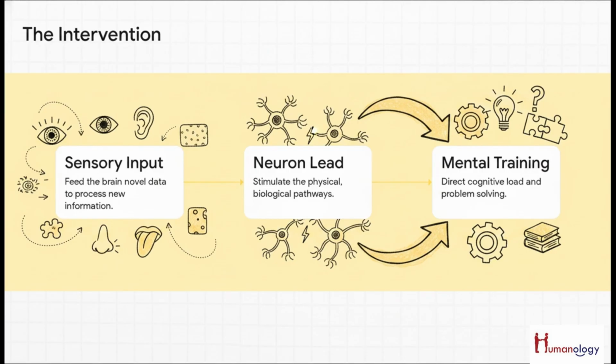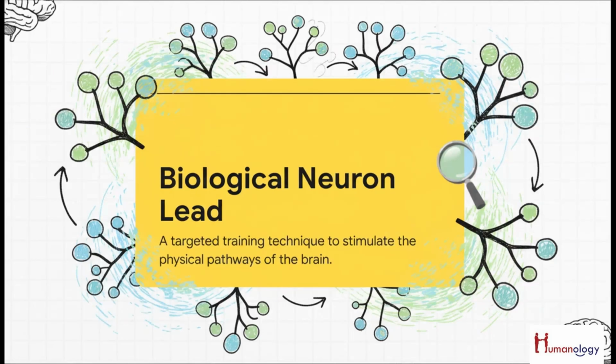Second is the biological neuron lead, which we'll detail in just a second. And third, mental training. This is the direct cognitive load. It's the heavy lifting your brain does when you engage in complex problem solving, like learning a new language or mastering an instrument. It really takes this combined, multi-layered approach to truly fire up the brain's architecture. Let's just slow down for a second and give some serious weight to that second point, biological neuron lead. While mental training might feel a little bit abstract, the inclusion of a biological neuron lead points to a highly deliberate, targeted physical protocol.